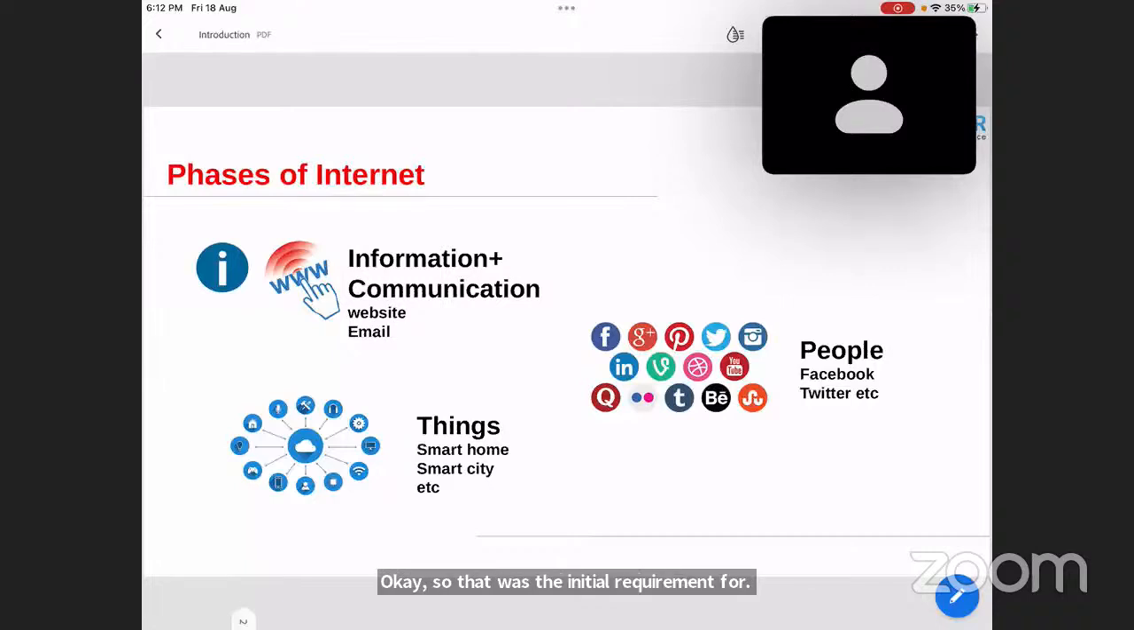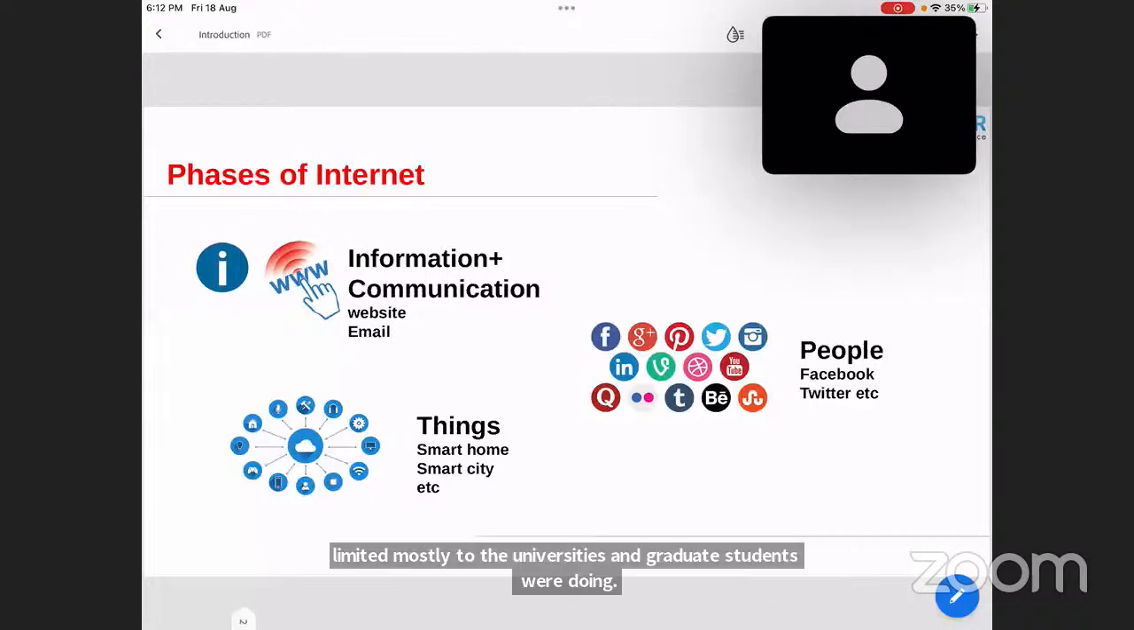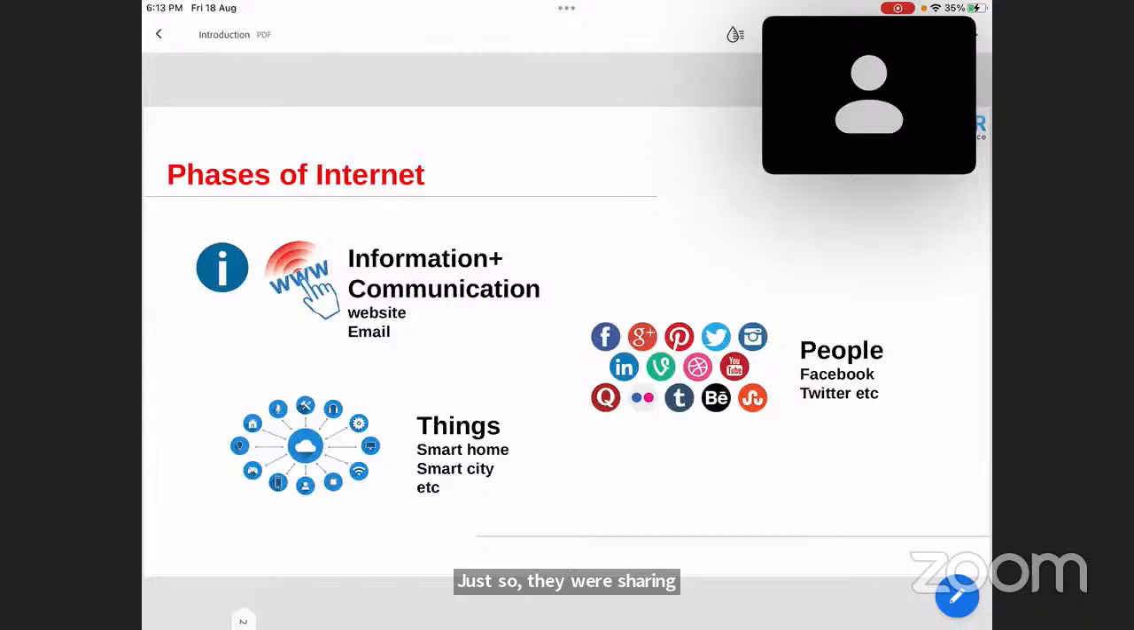So internet was developed by DARPA, we all know that, and then slowly it came into commercial usage, but that also was limited mostly to the universities and graduate students who were doing research, and they were sharing their research. So that was the major chunk of the information and communication part. That was the first phase, I should say, for internet.